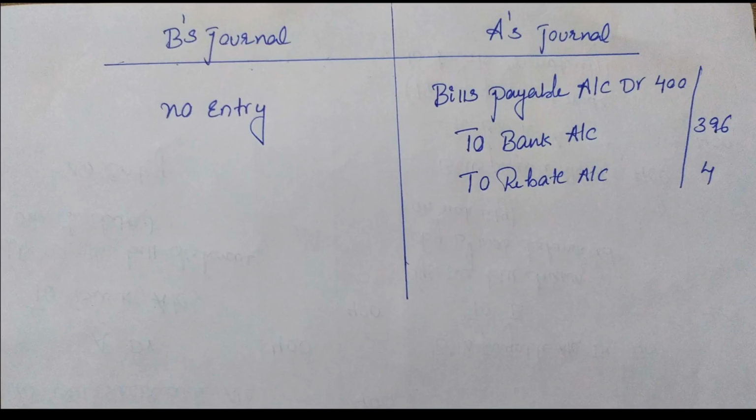There won't be any entry in B's book because B has already discounted the bill with the bank. So A has to pay the amount to the bank directly. So the entry in A's book is bills payable account debtor to rebate account and bank account. Amount for bills payable is 400, for rebate is 4 and for bank account it is 396.